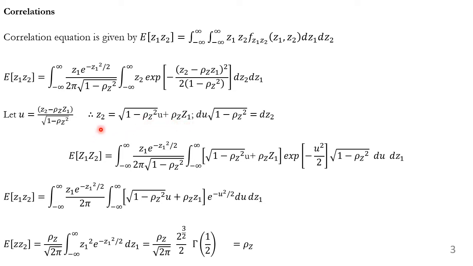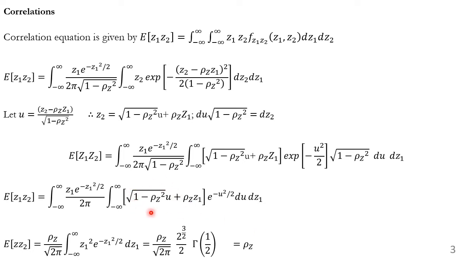When you differentiate this with respect to U, you get dZ2 equal to du times root of 1 minus rho Z square. Let us substitute Z2 and dZ2 in this equation. We will get the equation as shown here. And the expectation of Z1, Z2 will be the integral of Z1 e to the power minus Z1 square by 2 divided by 2 pi, integral from minus infinity to infinity, in the bracket root of 1 minus rho Z square U plus rho Z Z1, e to the power minus u square by 2, du dz1.